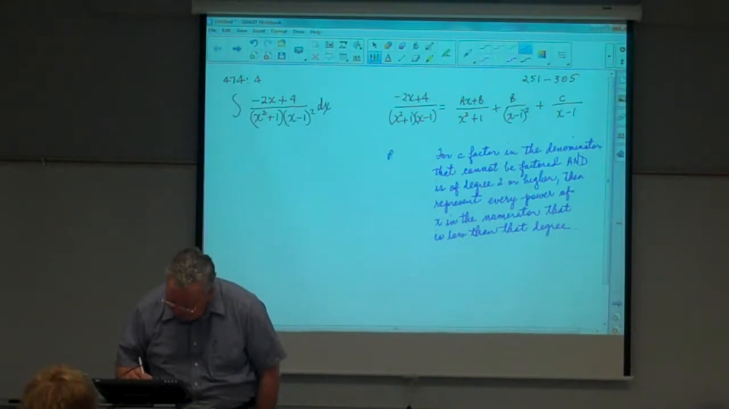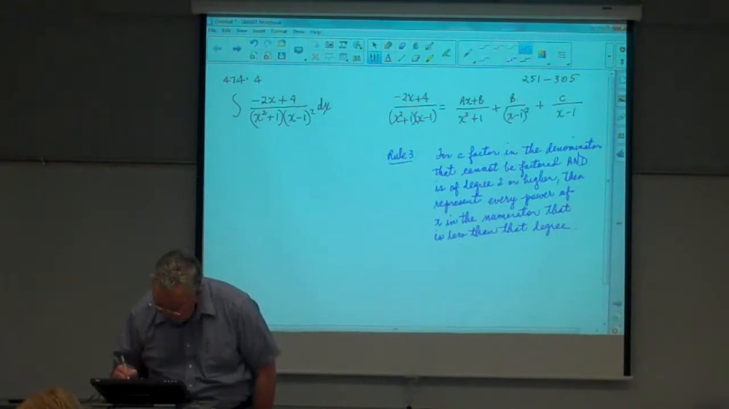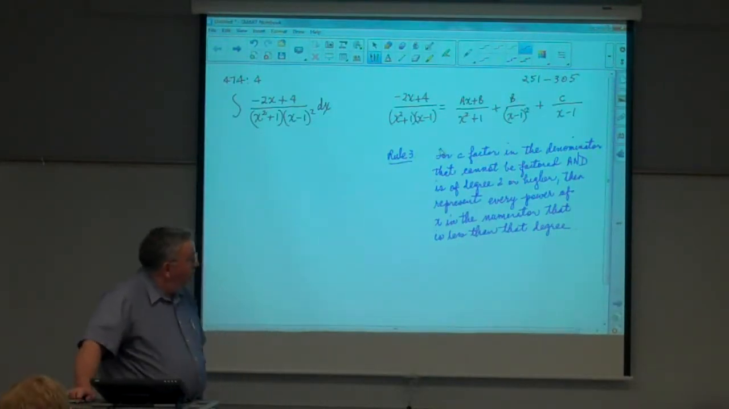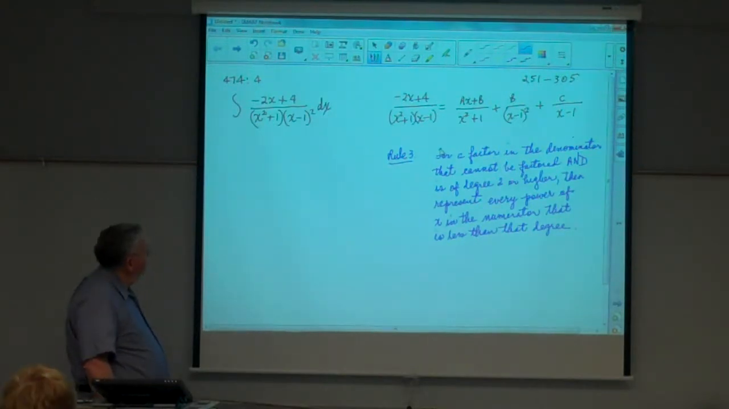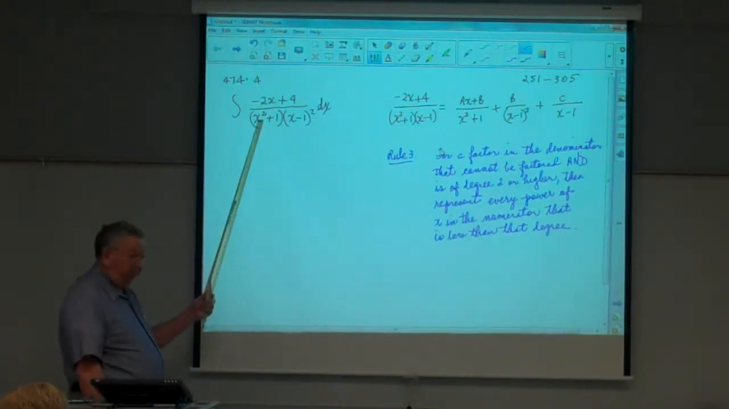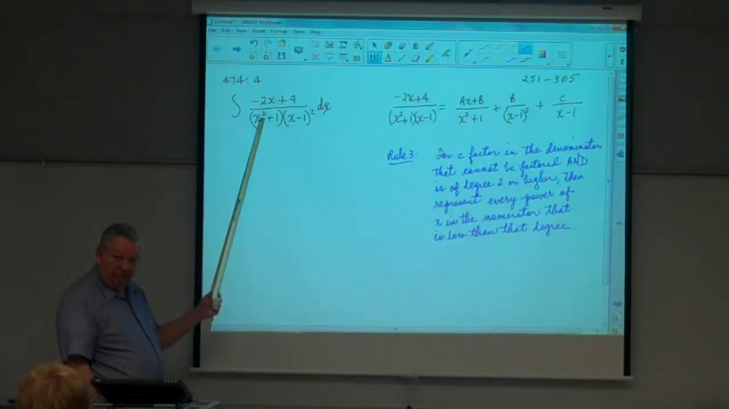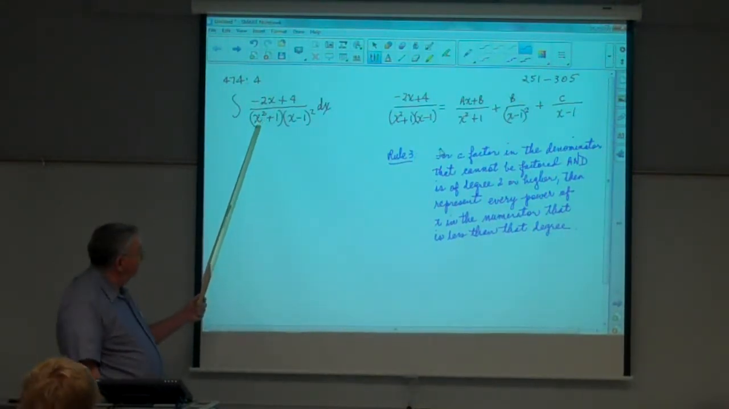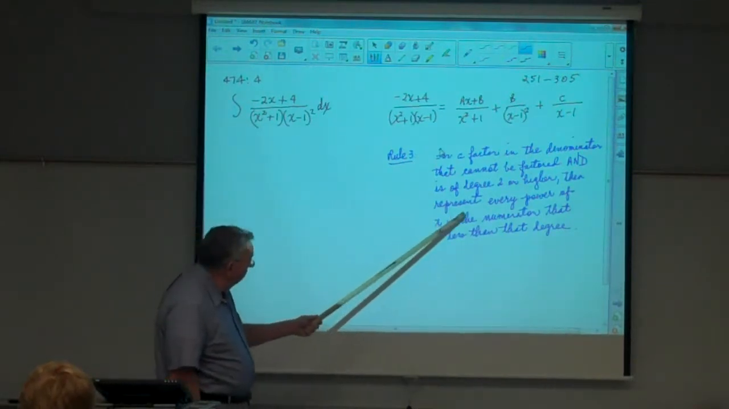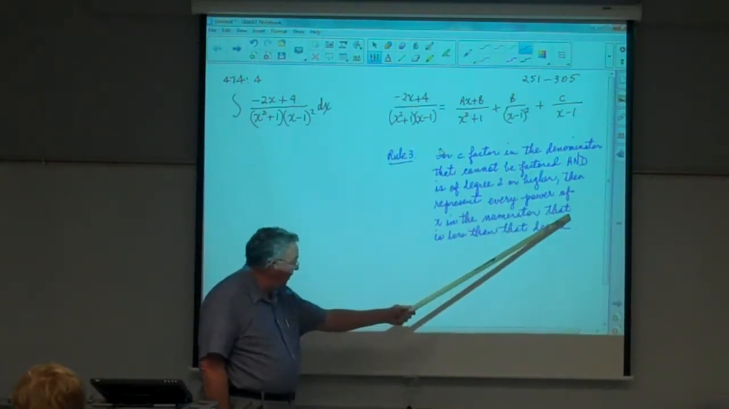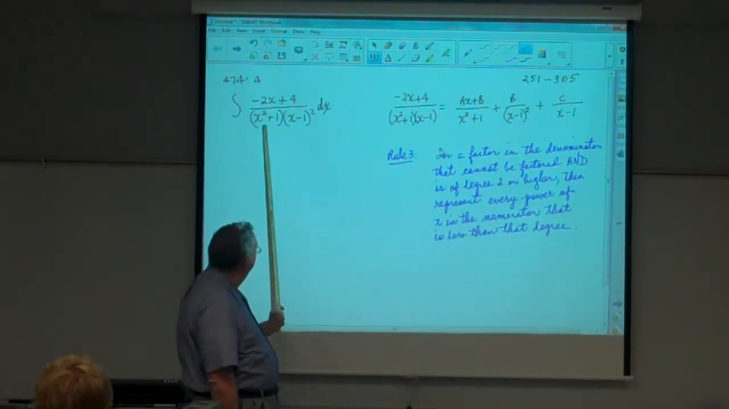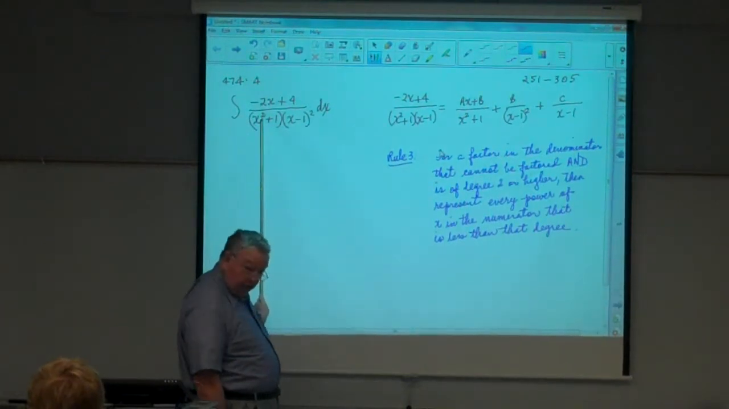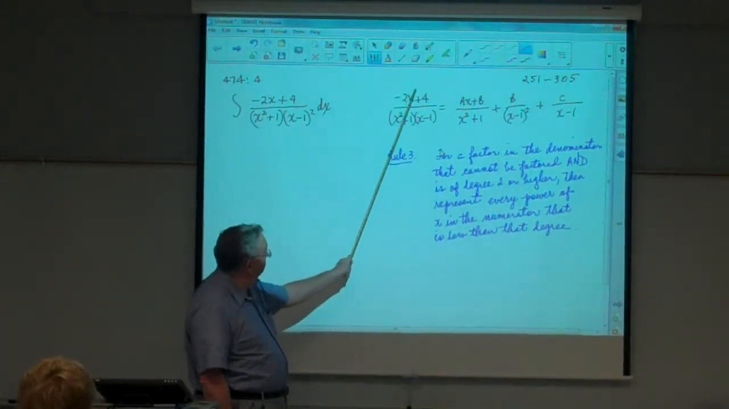In this rule 3, all that says is this: if I've got something with a degree higher than 1, and it can be factored, then I represent every power of x in the numerator that is less than that degree. So this is 2, right? Here is x to the 1.